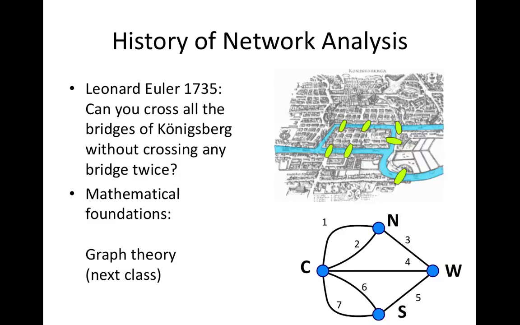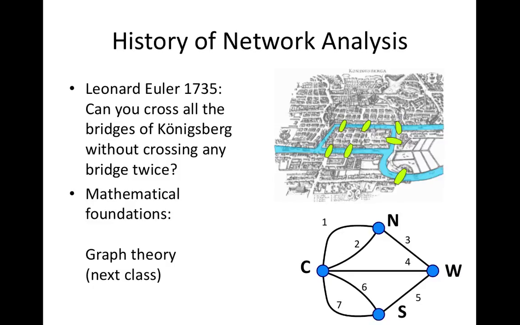So Euler's solution to this problem created network analysis. What he did was the following. He represented every piece of land with a node. So every piece of land is a node. It does not matter how much territory it has, how many people are living there, is it an important piece of territory or not, is it just a field or not, it doesn't matter. If there is a bridge that's going to it and it's solid, then it's going to be a node.